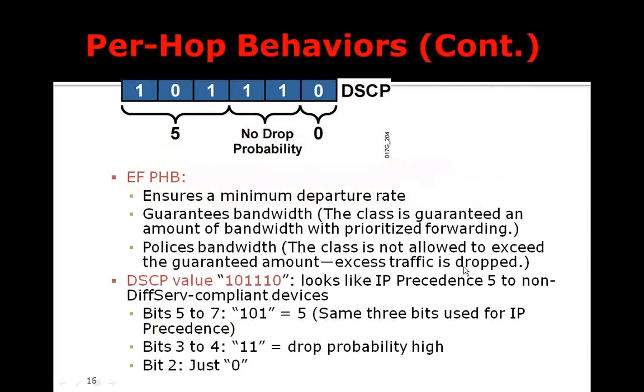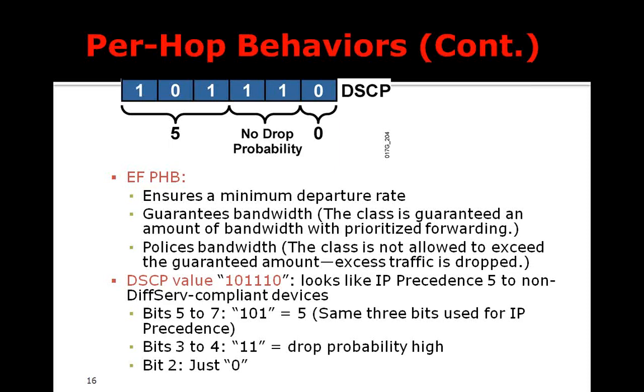So EF ensures a minimum departure rate. Typically we want to guarantee the bandwidth. We prioritize the bandwidth, which means that any packet that we put into a priority queue always goes ahead of any other packet.